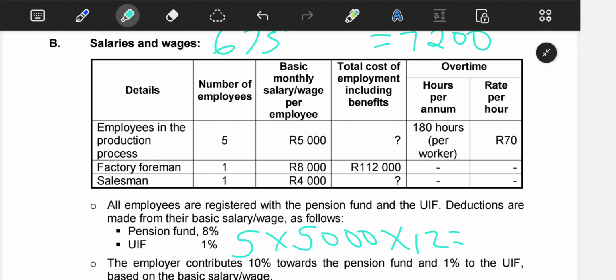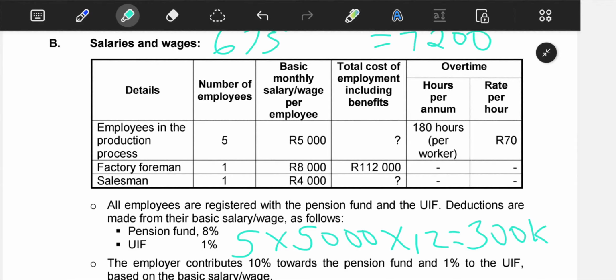5,000 multiplied by 12 multiplied by 5. You get your 300,000. Right. And then that's not all, because when we talk about direct labor, we talk about each and every single expense that the company has incurred to do with the people who are directly involved in the production process.